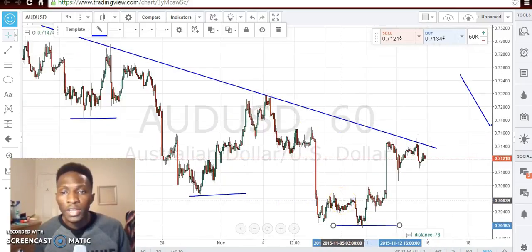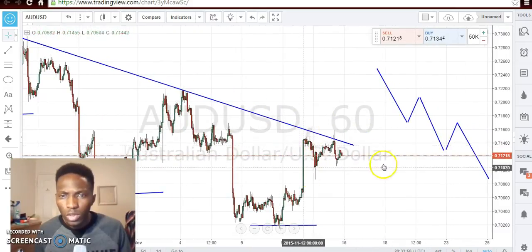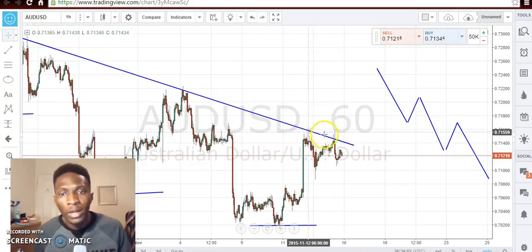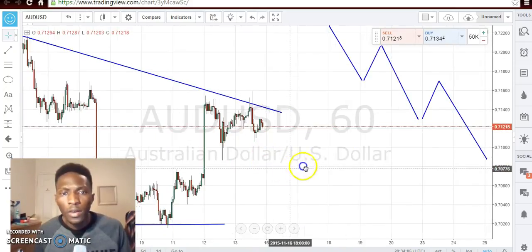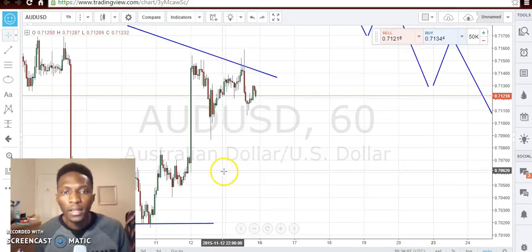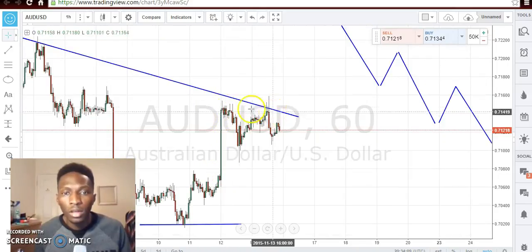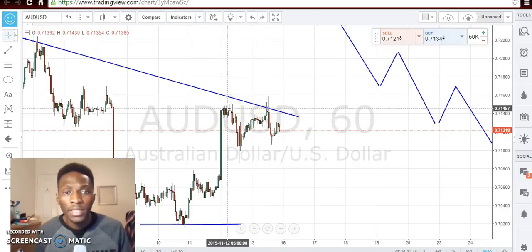Now the next reason I'm going to be looking for is what has the market been doing around or near the trend line resistance. So if I go ahead and blow that up, we can see that the market has actually formed a double top. So this is another technical reason.